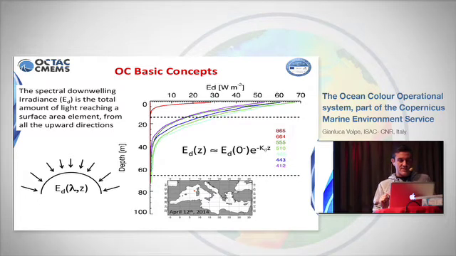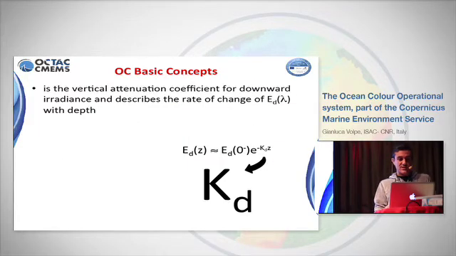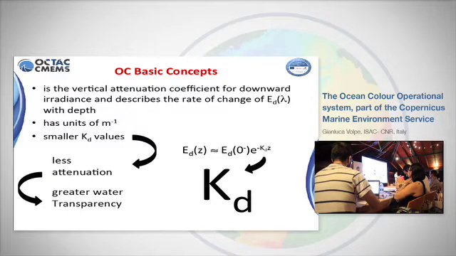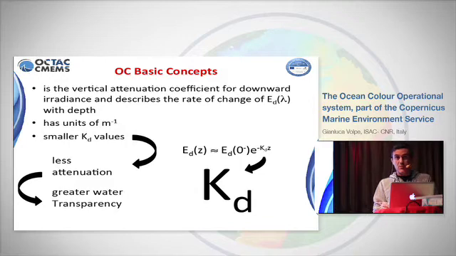but not all wavelengths decrease the same way, at the same rate, and this depends on the KD, which is the attenuation coefficient for the downward irradiance, and describes the rate of change of ED with depth. It has units of meters to the -1. Basically, the smaller the KD, the higher the water transparency, the bluer the water.